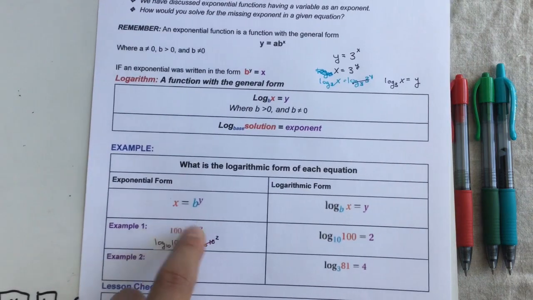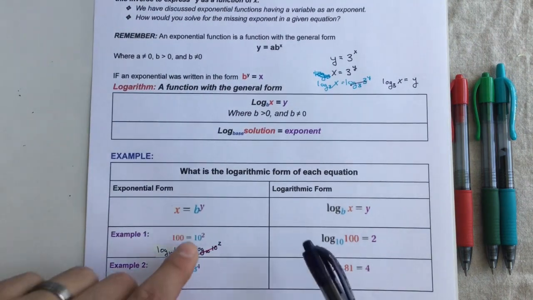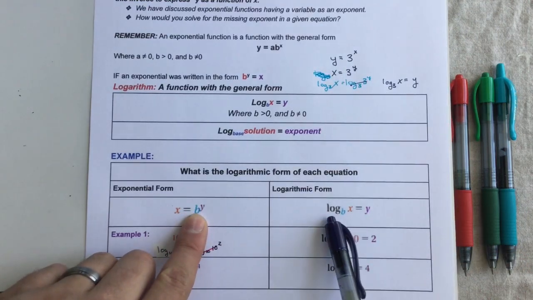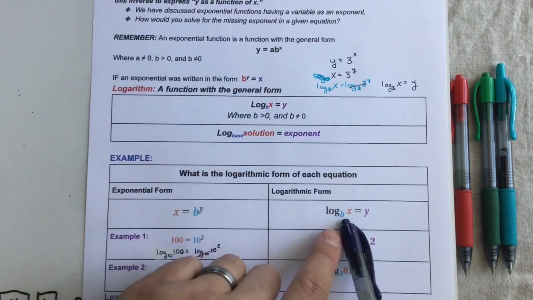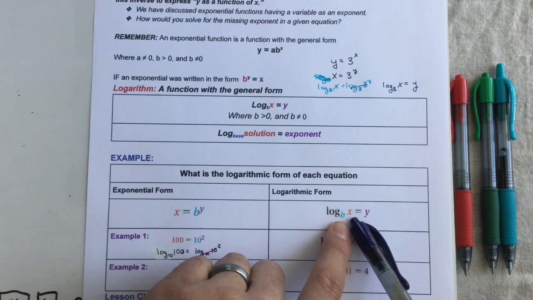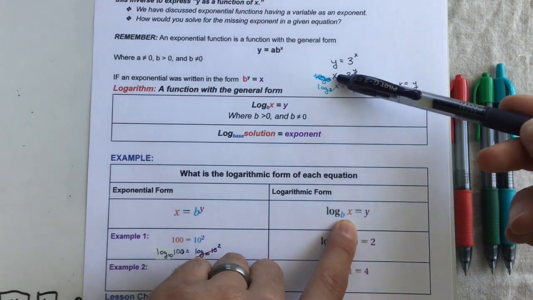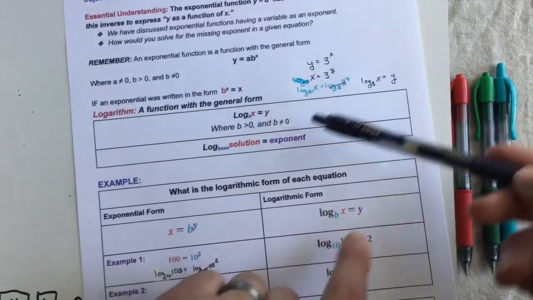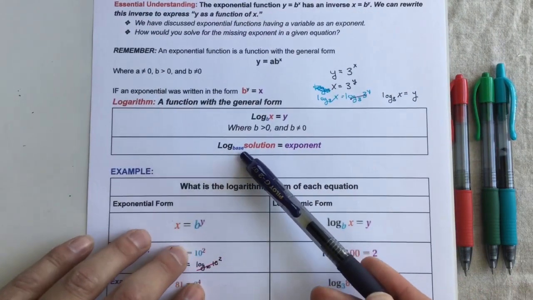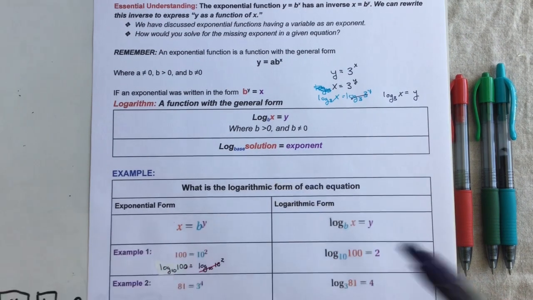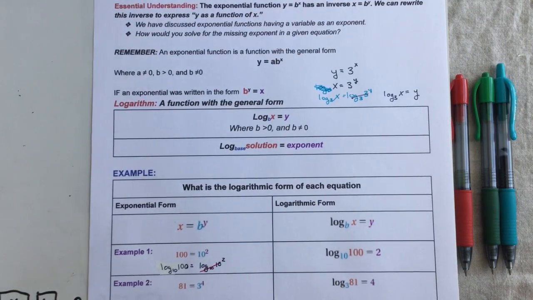If this was our exponential form, x equals b^y, similar to what we have here, x equals 3^y, I can rewrite this as log with our base. Remember, our base was 3. Here is our solution, right? That was our solution, and y is the exponent to that exponential. So it's helpful to remember this as log: what's the base? What was our solution? What was the exponent? The goal with our logarithms is to solve for the exponents of our functions.